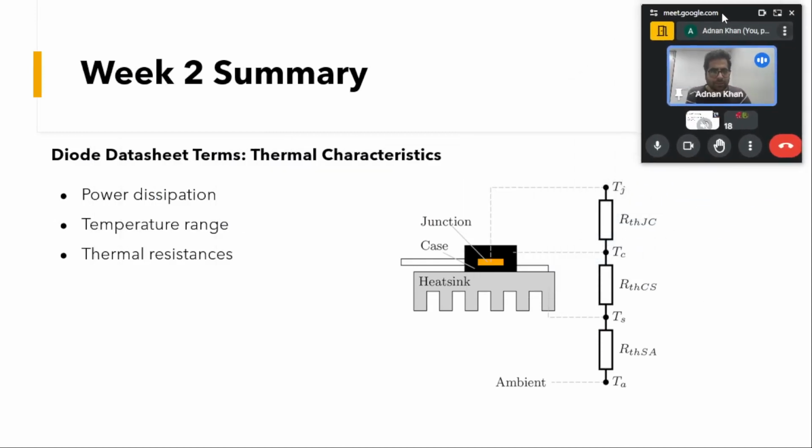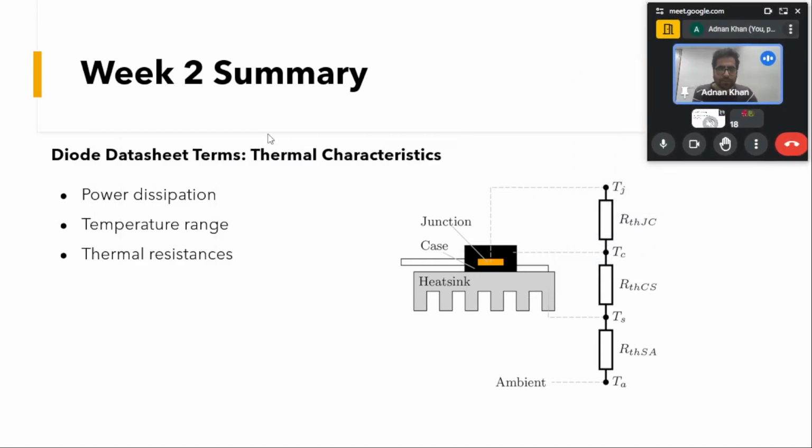Now the other important thing is the thermal characteristics of the diode, or you can say any device. So if you can see, we have a device here. This yellow thing is our device. Let us say if we have a diode, we have a PN junction there, or if we have a MOSFET, we have a die.